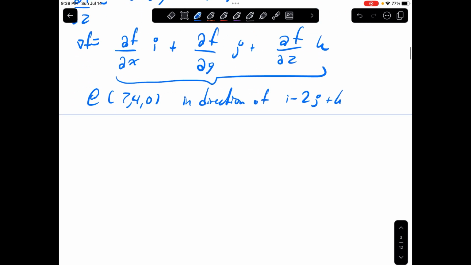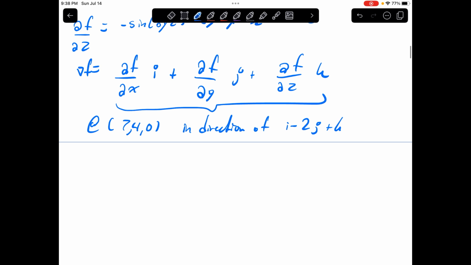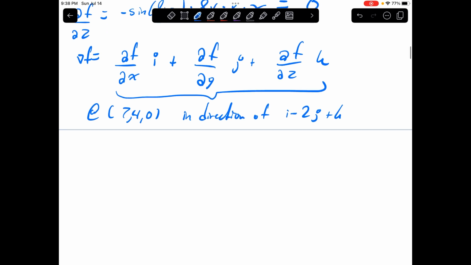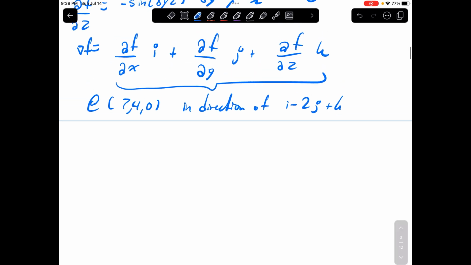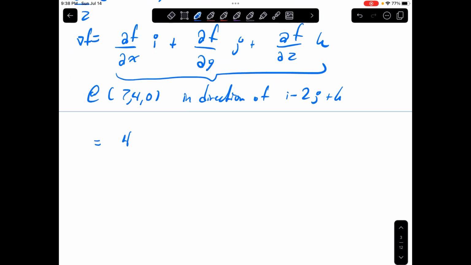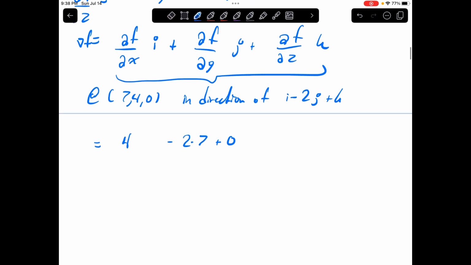So now that when we go to represent that in our actual vector, we plug in our coefficients instead of i, j and k. So now we're going to evaluate at the direction. So we had 4 for i, so we're going to have 4 times 1 minus 2 times 7 plus 0, right? Sorry, this is just 4. We're just taking the coefficients at this point, okay? And this equals negative 10.